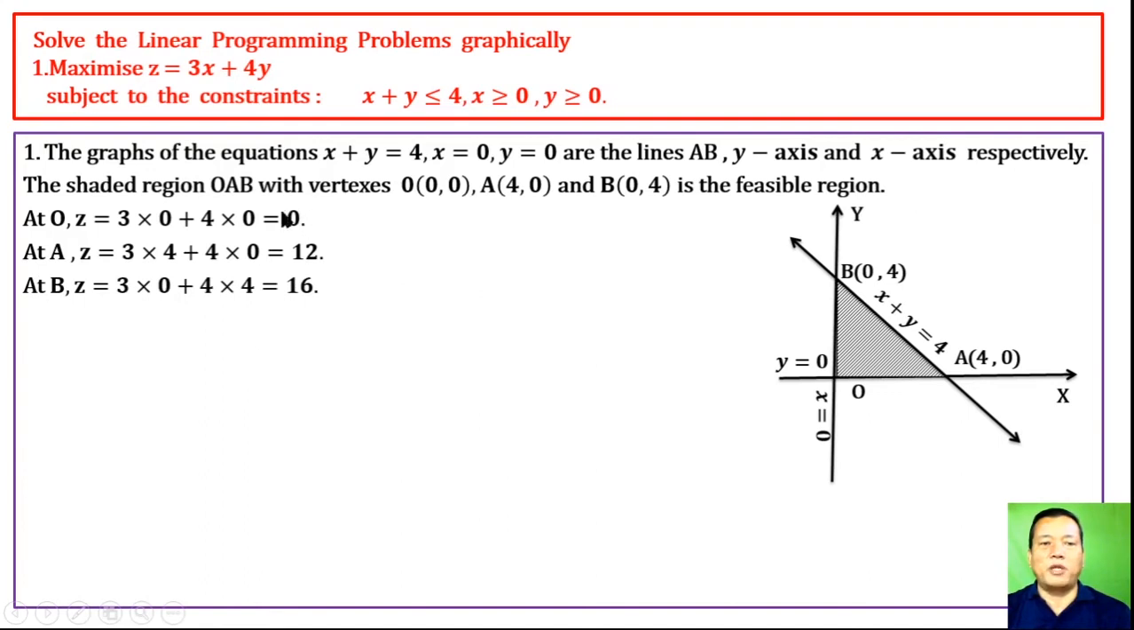The values are 0, 12 and 16. The feasible region is bounded, so by the corner point method, thus maximum z is 16. It occurs only when x is 0 and y is 4.